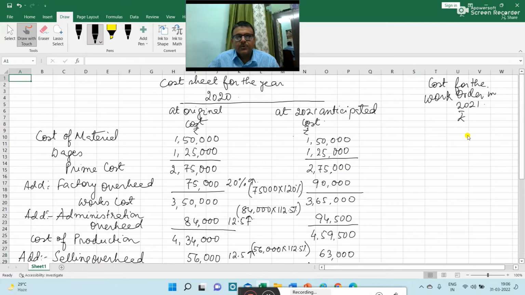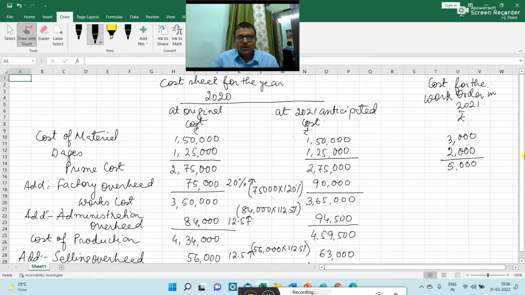So it is given in the year 2021 that the material cost for this work order is 3,000. So beside this cost of material, I am writing here 3,000. Then the cost of wage is 2,000. So simply I am writing here 2,000. So total of the cost of material and wages is 5,000. Now here the main working I am going to do. It is given that you have to calculate the factory overhead as a percentage of wages. It is given in the question that the factory overhead has to be recovered as a percentage of wages.